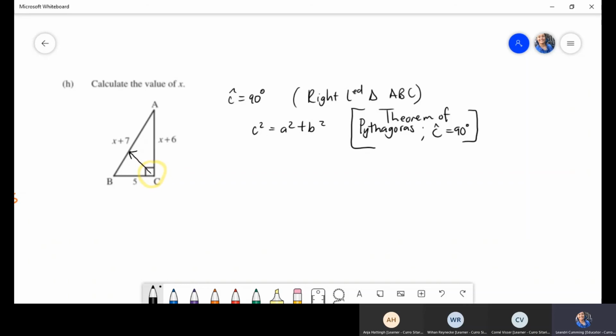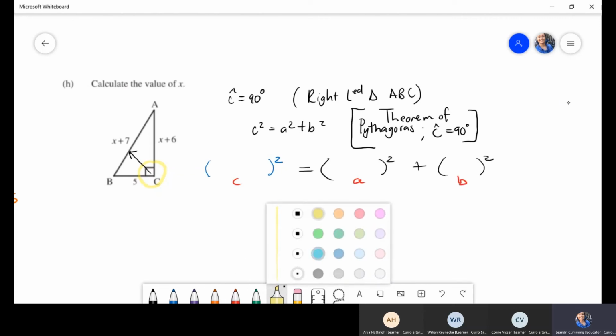Okay, I have a length expressed in terms of x. So what I'm going to do is just replace C. I'm going to say C squared is equal to A squared plus B squared. I'm still going to stick with my original. Now I'm going to find out what is C. Let's color code. C is x plus 7.